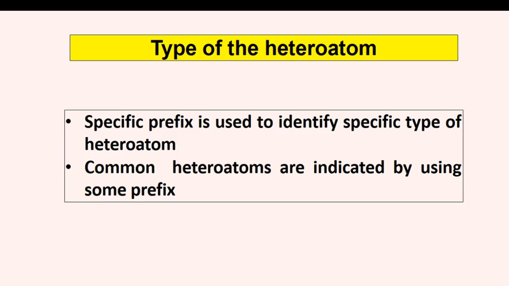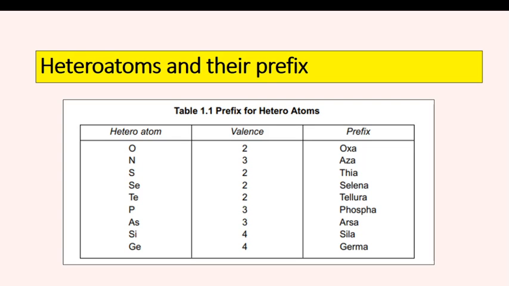Types of heteroatoms. The heteroatom type is defined by using a specific prefix. The specific prefix is used to identify a specific type of heteroatom, and common heteroatoms are indicated by using these prefixes. So, heteroatoms and their prefixes: whenever oxygen is present, you have to give the prefix oxa. For nitrogen it is aza, for sulfur thia, for selenium selena, for tellurium it is tellura. Like that you have to give the prefixes for the heteroatom present in a heterocycle.